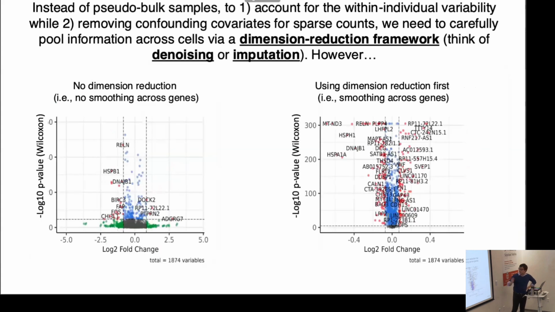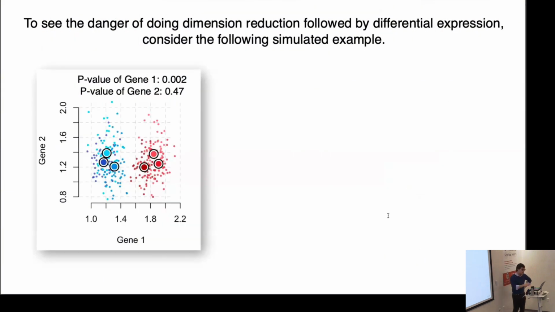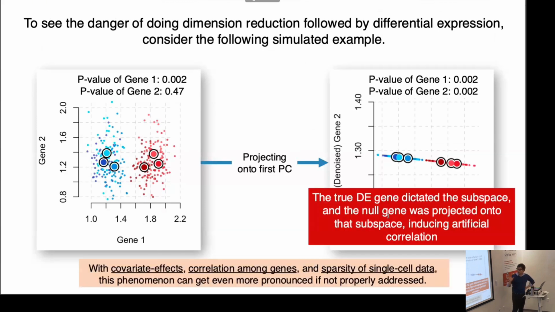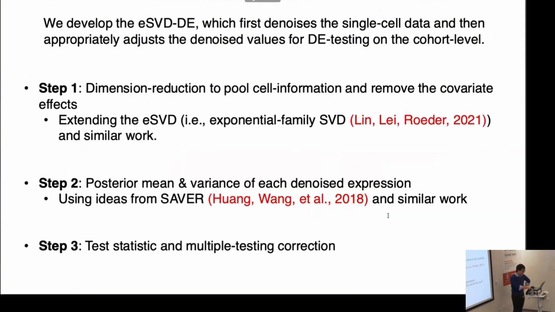So this is the phenomenon that explains this. You can imagine there's a few genes here that dictate the subspace that I'm projecting onto, and I projected everything onto that. So now everything looks significant. And so this is the problem. If we do want to denoise the data to overcome the zeros, we have to account for this kind of roadblock that is stumping our way. And so how are we going to do this?